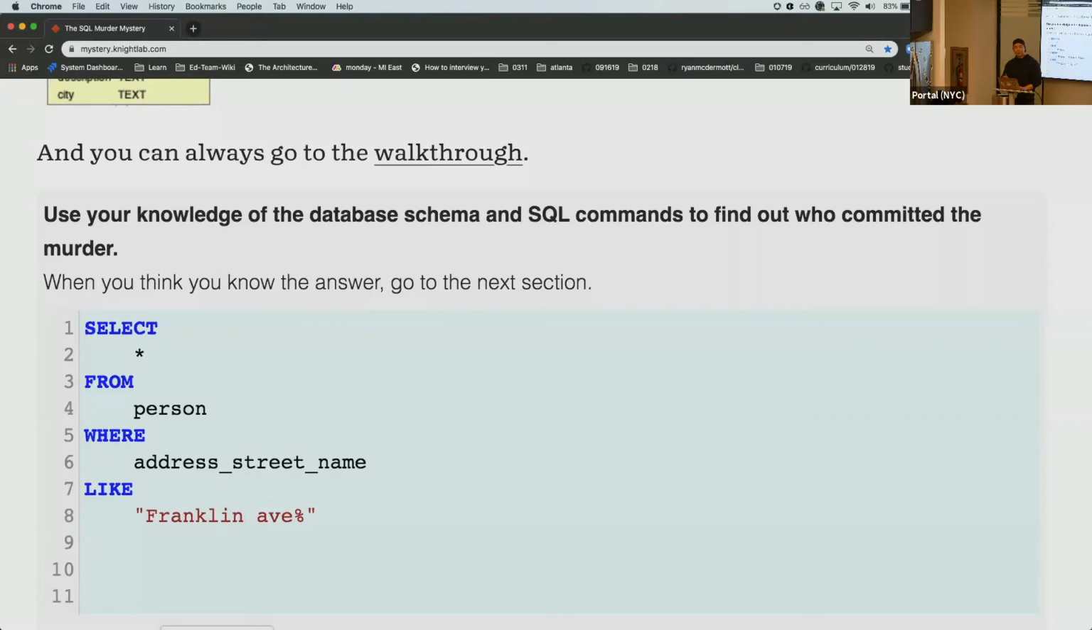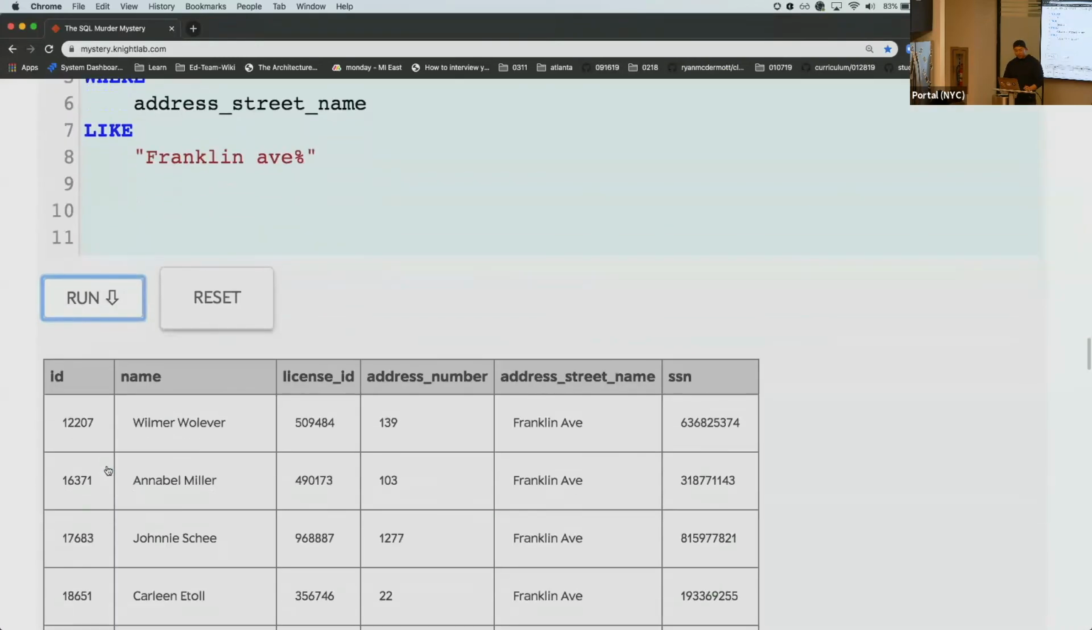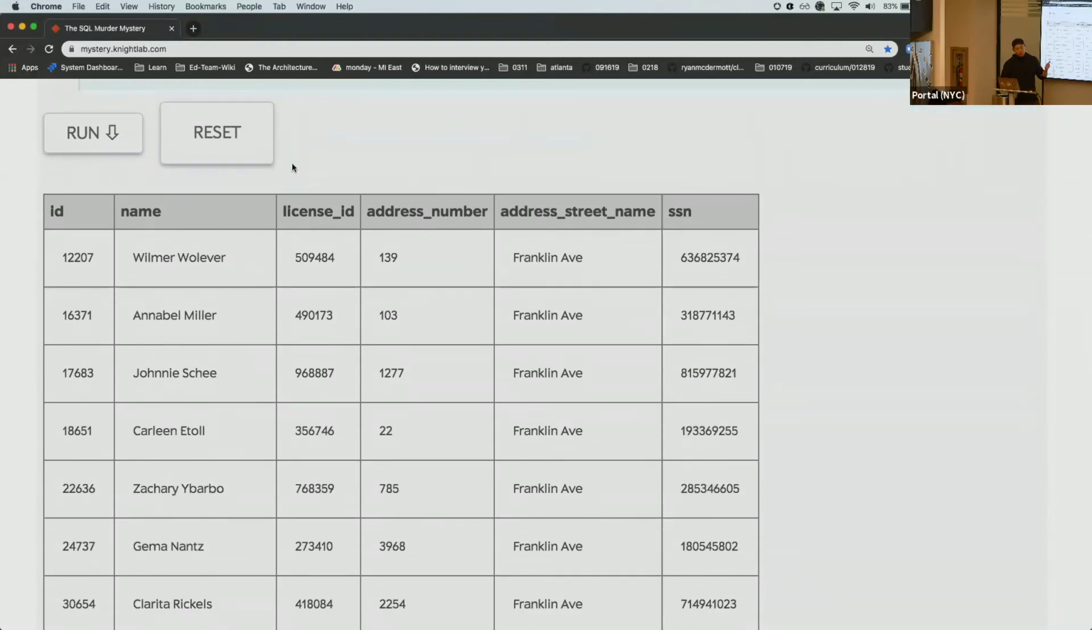Google, right? We would look up the LIKE syntax for SQL, and then we would find it. So the LIKE syntax, for those that are unfamiliar, will basically search for anything that looks like this. It looks like a Franklin, right? And so what other information would potentially be useful?